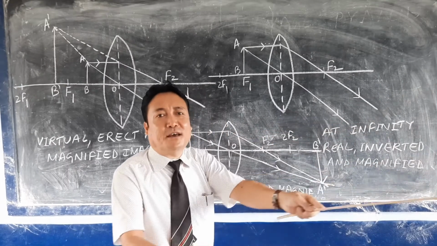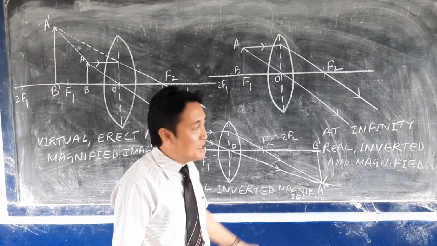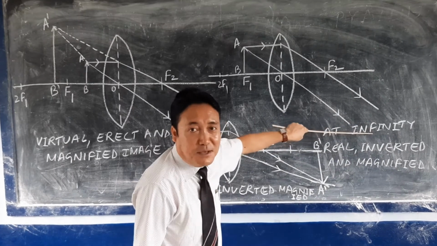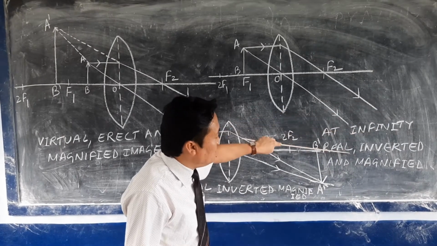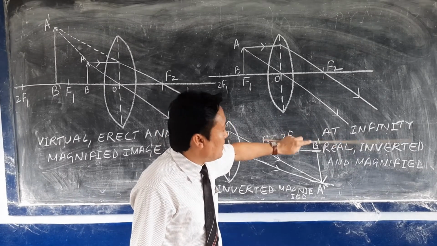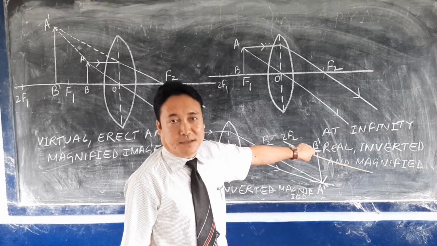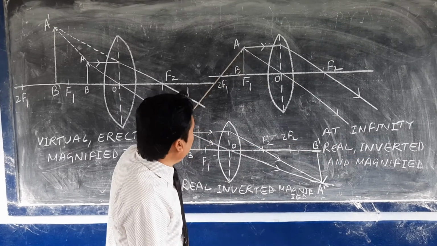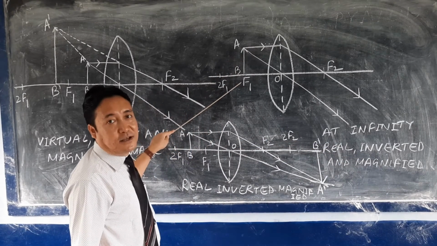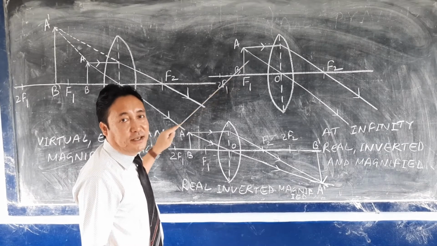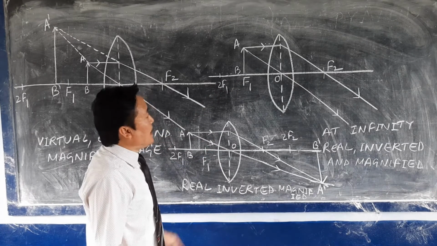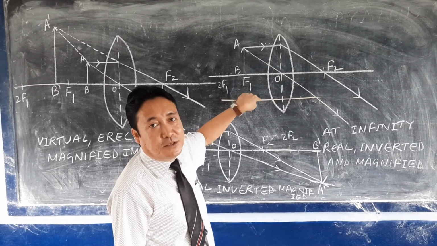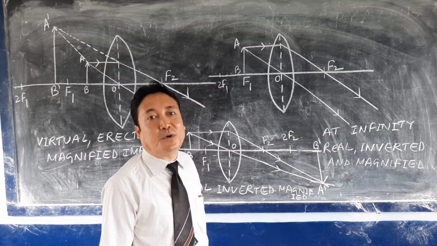That means at a very far away, at a very long distance, the image is formed. So the image is formed at infinity, and a real, inverted, and magnified image is formed. So real, inverted and magnified images are formed when the object is kept at the first focal point in case of a convex lens. And the application of this lens is that it is used as a searchlight and a spotlight.